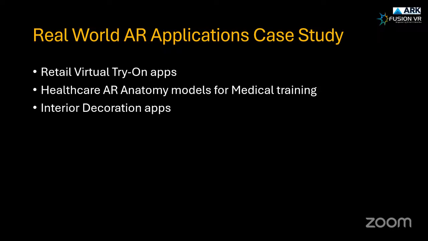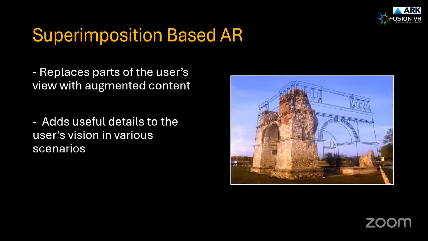And retail, labs, healthcare, and others also use superimposition. You can see we can completely reconstruct the building like that. They can completely reconstruct a human model and visualize how the organs will be present for a certain person.